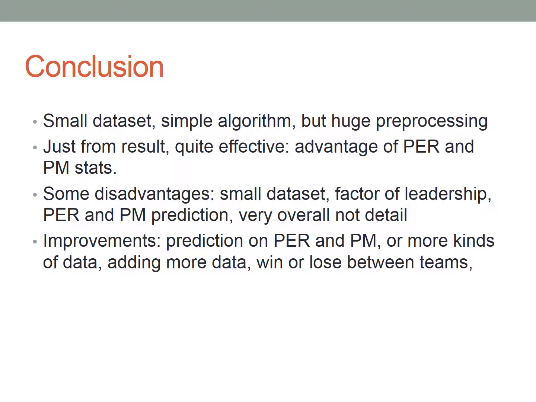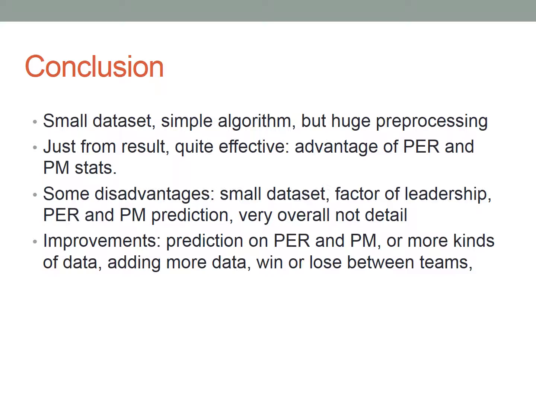So two points here. First, machine learning algorithms are actually powerful; even though the algorithm is simple and the data set is small, it can work. Second, we are actually taking advantage of PER and PM stats, which are also called advanced stats because they are based on much higher dimensional linear regression as well. And because we are based on them, we can reach a good result more easily.